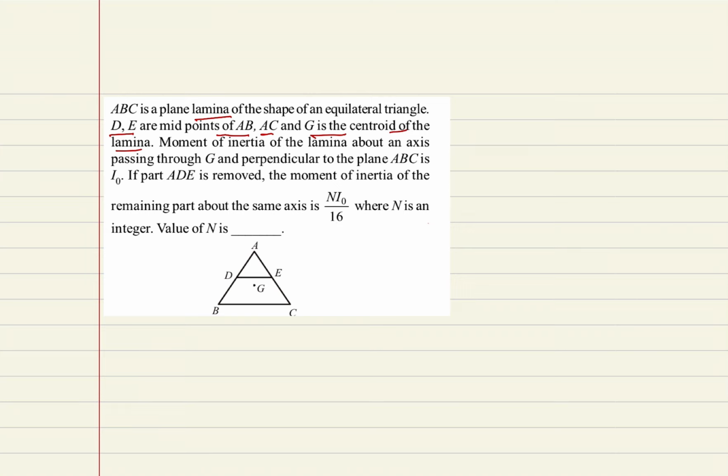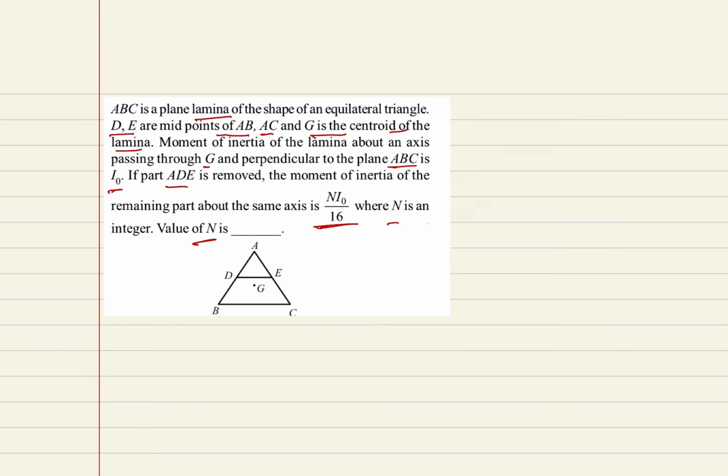Moment of inertia of the lamina about an axis passing through G and perpendicular to the plane ABC is I naught. If ADE is removed, the moment of inertia of the remaining part about the same axis is n I naught divided by 16, where n is an integer. What is the value of n? Okay, now observe this carefully. A big triangle has a moment of inertia of how much?